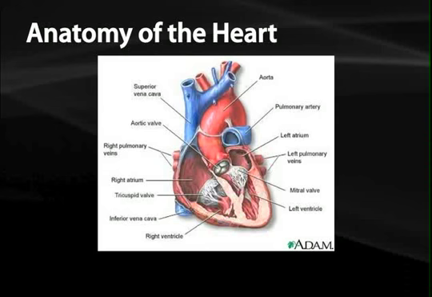You have your mitral valve, and that's between your left atrium and your left ventricle, and you've got your tricuspid valve between the right atrium and the right ventricle. And remember, its job is to allow the blood to flow from atrium to ventricle during diastole, and not to allow the backflow during ventricular systole.